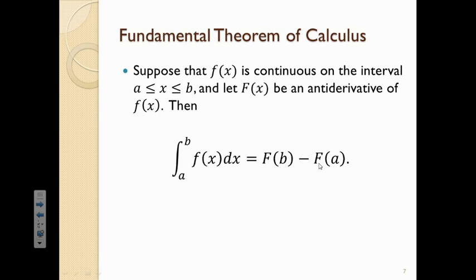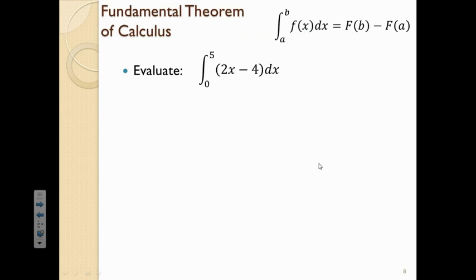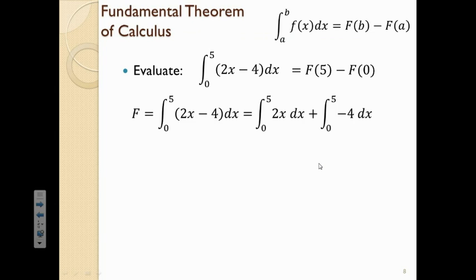So in application, here's an example problem. If we wanted to evaluate the integral from 0 to 5 of this simple function, 2x minus 4, well, we know that it's going to be an F of 5 minus an F of 0. So we need to find the antiderivative and do an F of 5 in it and subtract an F of 0.